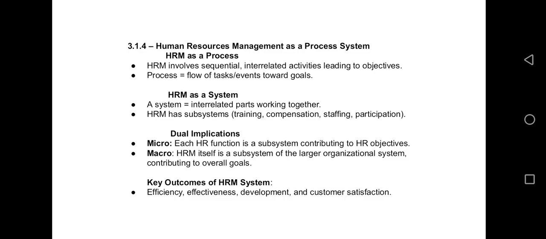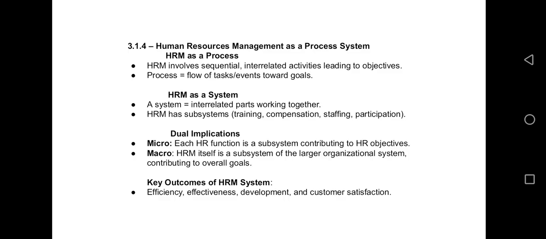3.14 Human Resource Management as a Process System. HRM as a process. HRM involves sequential interrelated activities leading to objectives. Processes flow of tasks, events towards goals. HRM as a system. The system is interrelated parts working together.